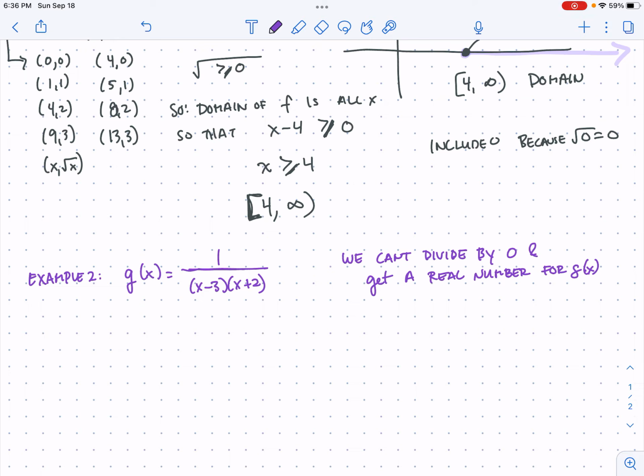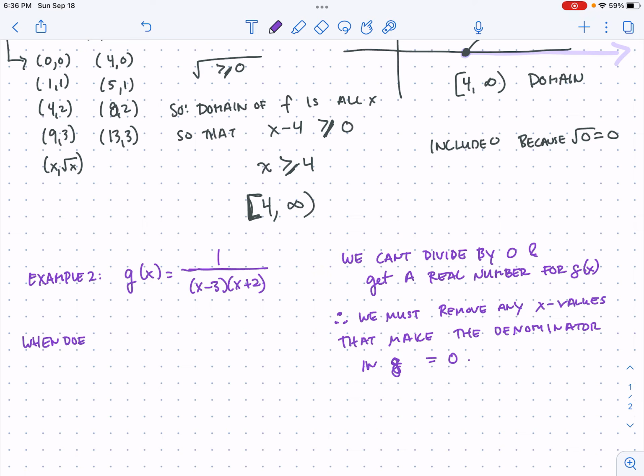So, in other words, we have to remove from the domain of g any x values that make the denominator of g equal to 0. So in other words, we're looking at when x minus 3 times x plus 2 equals 0. And we can see that that is when x is either 3 or negative 2.